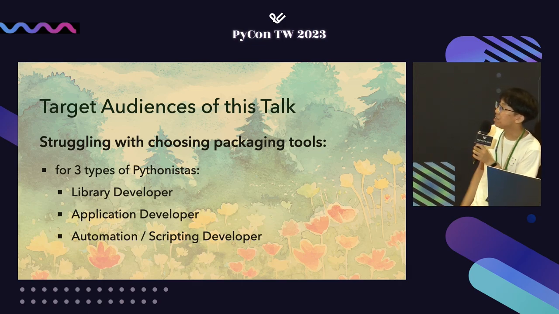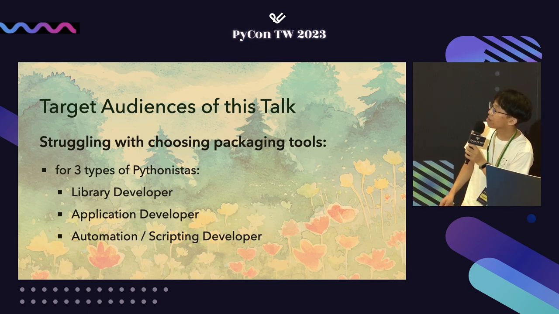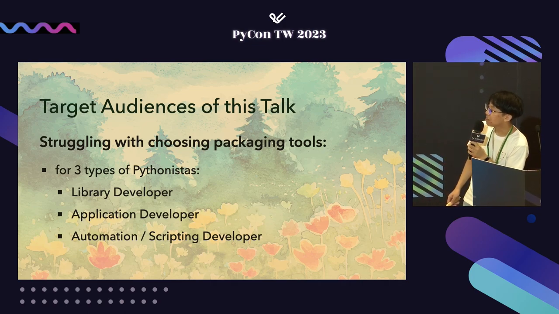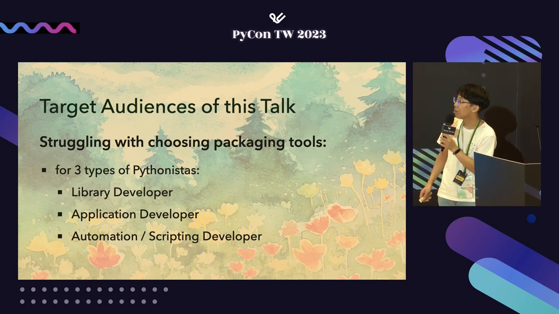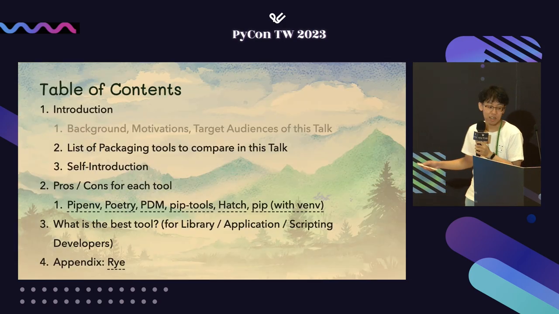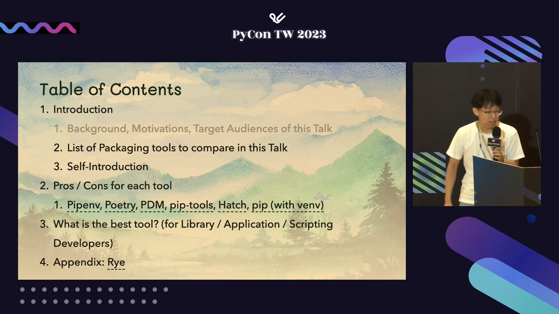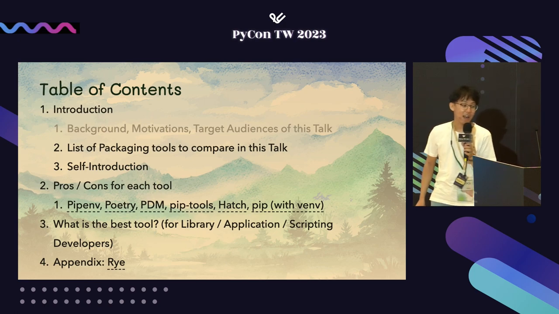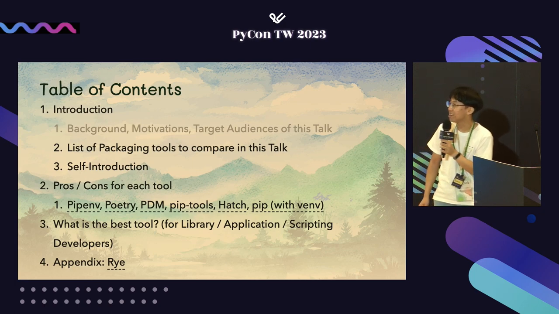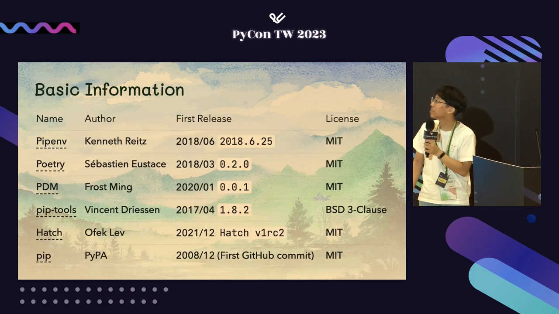I will compare these tools for three types of Python users. First is the library or framework developer. Second is the application developer. Last is scripting or automation, including automation script developers. This is the agenda. I will tell you the pros and cons of each tool, and finally I will introduce the best tools for these three types. Maybe you're interested in some recent tools, so please check it.